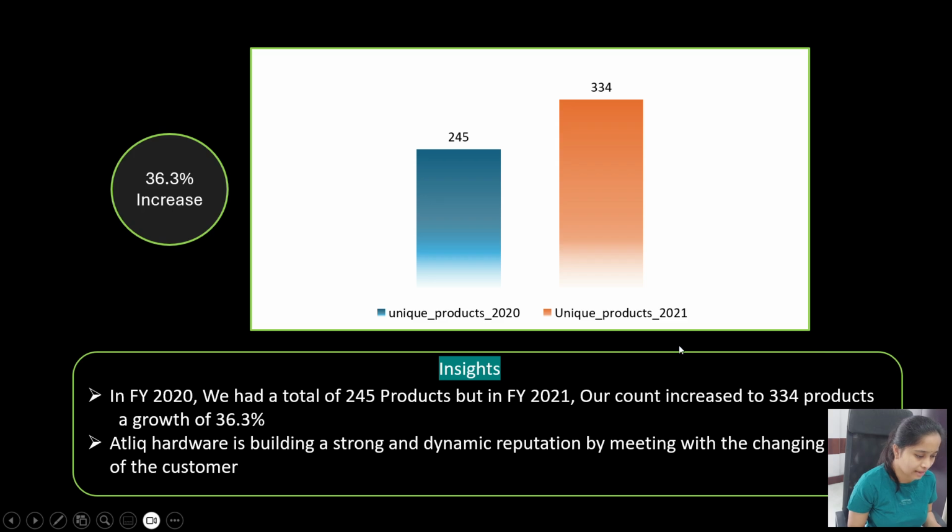So we identified from the SQL query that unique products for 2020 is 245 and unique products for 2021 is 334, which is a 36% increase. So AtliQ Hardware is responding to the requirements and bringing out new products year over year rapidly. They are building a strong and dynamic reputation by meeting the changing needs of the customer.